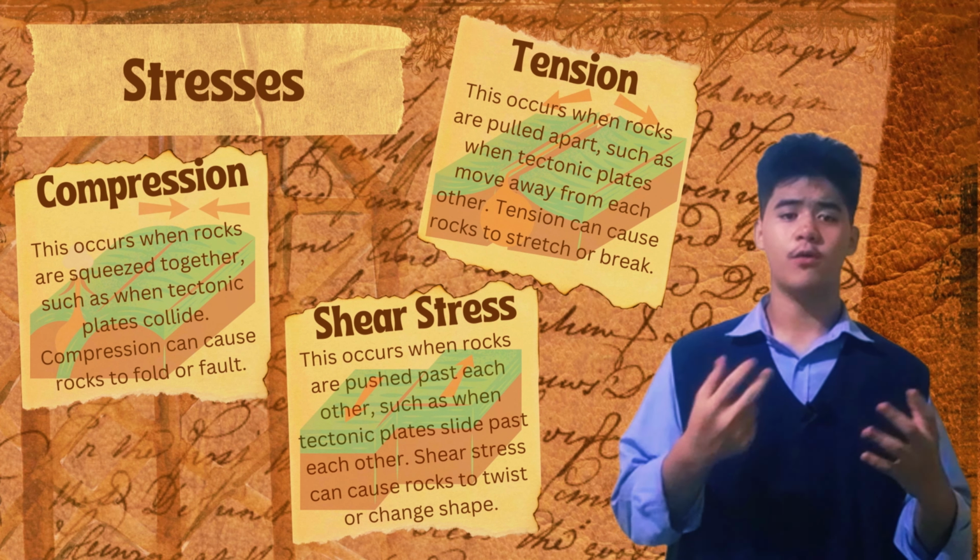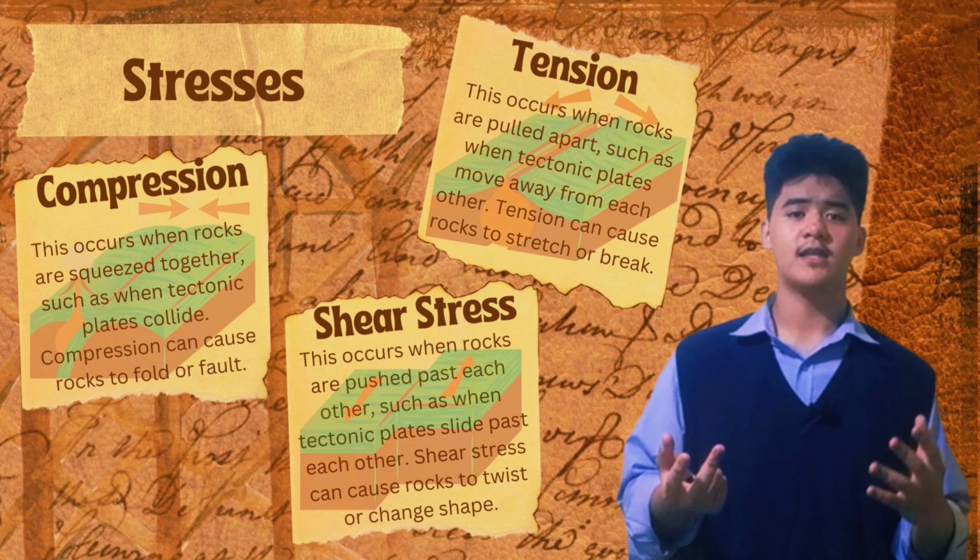The type of stress a rock experiences can determine its behavior and the type of geological formations it forms. For example, compression can lead to the formation of mountains, while tension can create rift valleys.